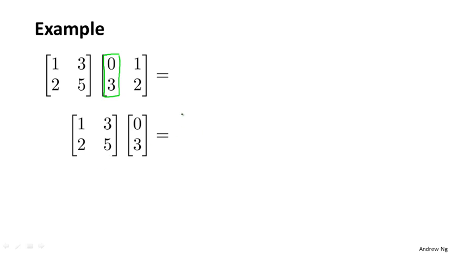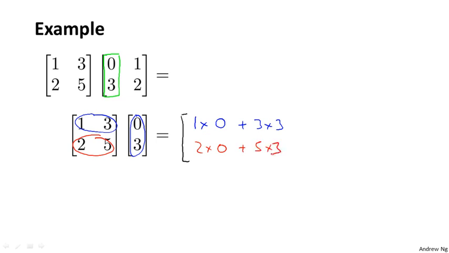And so let's do this calculation quickly. This is going to be equal to, right, [1 3] times [0 3], so that gives 1 times 0 plus 3 times 3, and the second element is going to be [2 5] times [0 3], so that's going to be 2 times 0 plus 5 times 3, and that is [9 15]. Okay, oh actually let me write that in green, so this is [9 15].